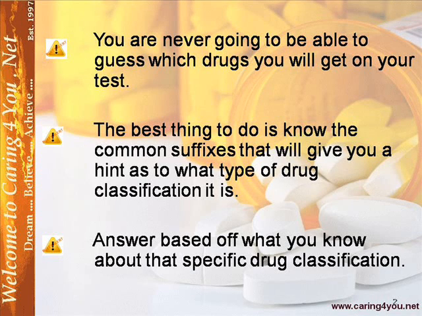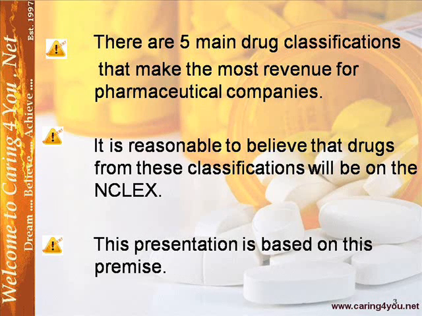I'm going to approach this presentation like this, okay? There are 5 main drug classifications that make the most revenue for the pharmaceutical companies. So, knowing this, I'm inclined to believe that the drugs that are on the NCLEX will be from these 5, but I'm going to put 6, okay, classifications that make the most money for the pharmaceutical companies. So my presentation will be based on this premise.